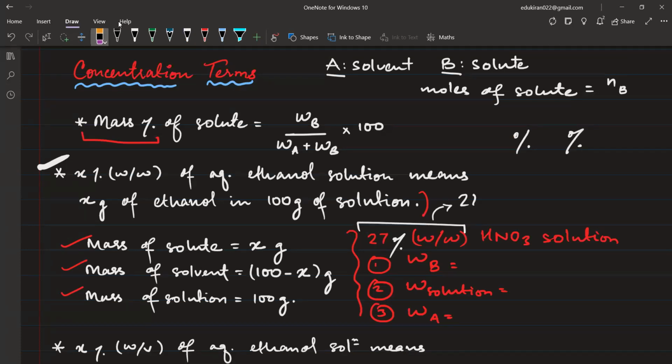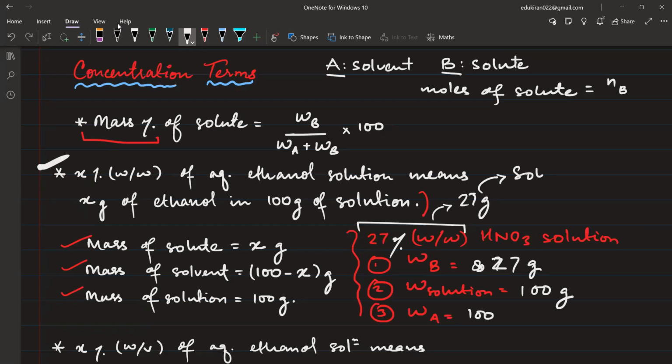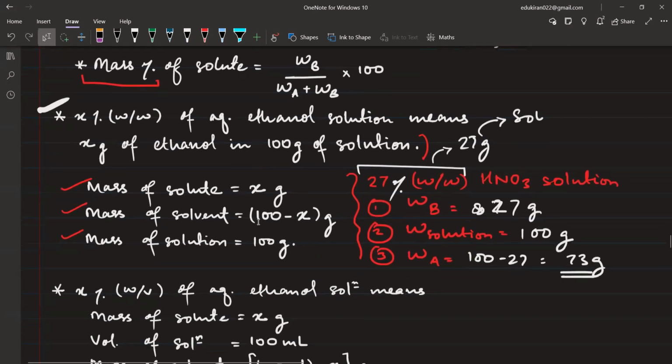Yes, so 27% of HNO3 in 100 grams of solution. So 27 gram is what? Solute or solvent? Solute. So WB, the mass of solute, will be how much? 27 grams. Mass of solution is how much? 100 grams. And WA will be 100 minus 27, which is equal to 73 grams. I hope all of you have got this right.